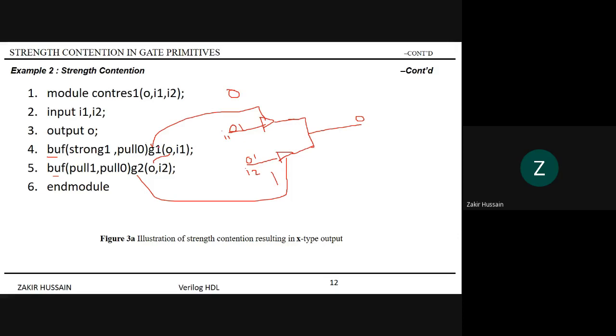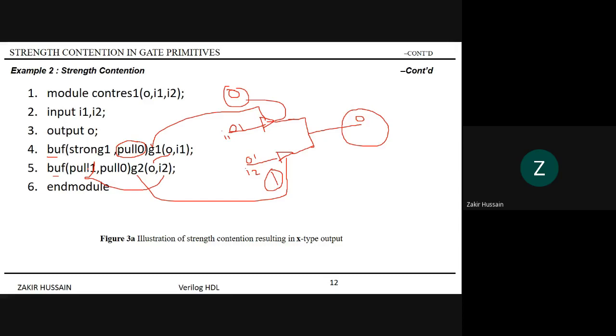Let us see. If 0 comes here, we are talking about the first gate, G1. If 0 is the input, the output is a full 0 state. Do we agree? Everyone agree? The strength of the signal is a full 0. Now when 1 is the input to the gate G2, the strength is a full 1. Do we agree? This full 1 is the strength of that gate output. Now, on what basis is this going to resolve?